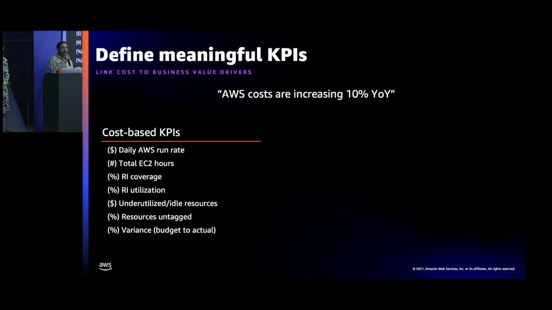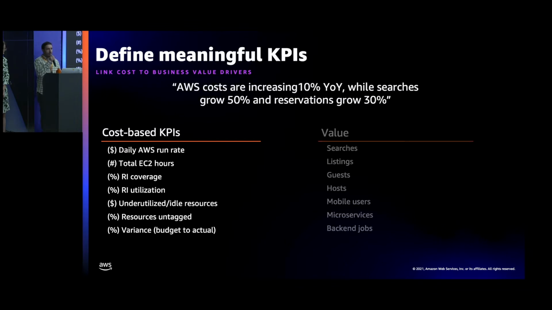What do I mean by value-based KPIs? So imagine someone in your organization raises a flag saying our AWS costs went up 10% year over year. What can you glean from that other than costs went up 10%? Imagine now that along with that 10% cost, they said your web searches grew 50%, or your hotel reservations grew 30%. So is that now a cost, or is it actually an investment? So how do you attribute that, right?